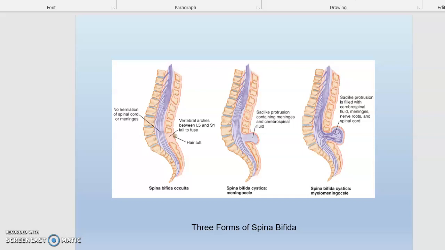Following birth, immediate surgical closure of the defect decreases the risk of infection, morbidity, and mortality. The child will need lifelong management of neurologic, orthopedic, and urinary problems and is best managed in a multi-specialty outpatient setting.